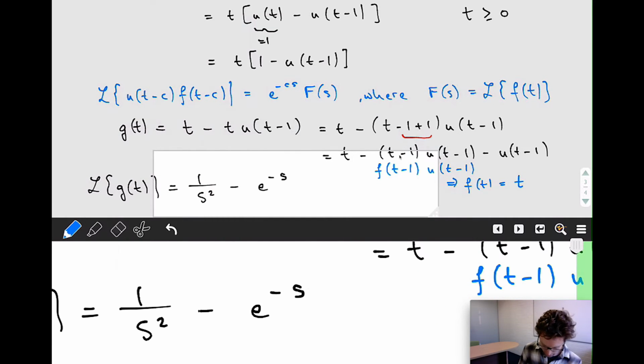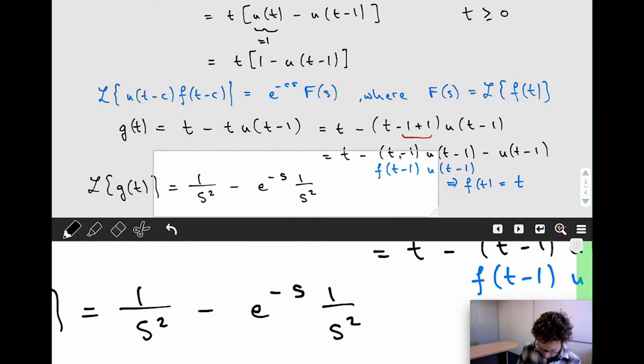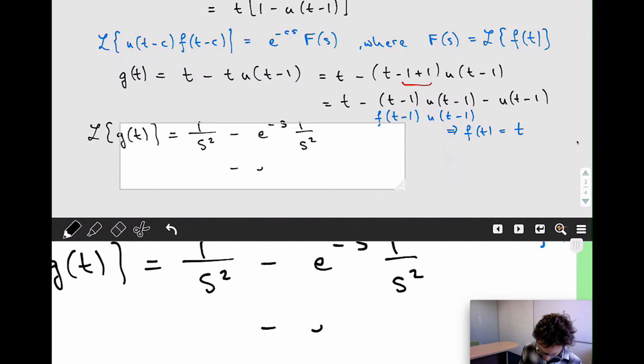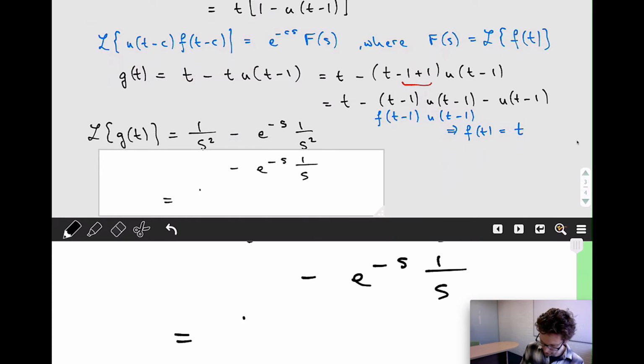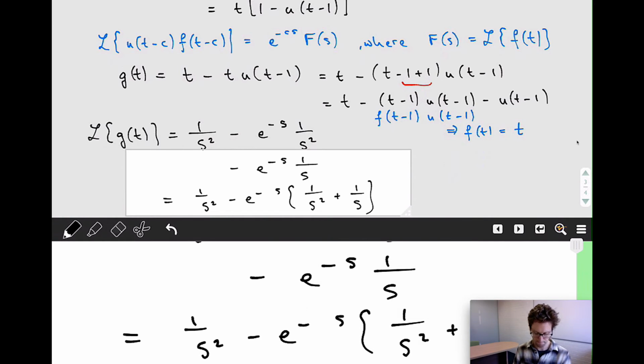So what's the Laplace transform of t? Well, again, it's 1 over s squared. And the last piece then is the Laplace transform of u(t minus 1). And we know that that's equal to, let's put it down here, e to the minus s, 1 over s. Let's gather together those terms. I've got 1 over s squared. I can pull out the minus e to the minus cs, and c, of course, is just 1. And I've got 1 over s squared plus 1 over s. So that's the Laplace transform of g(t).